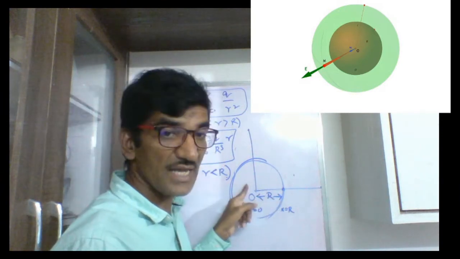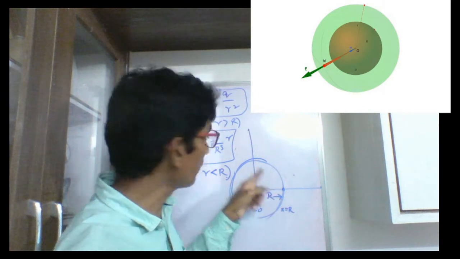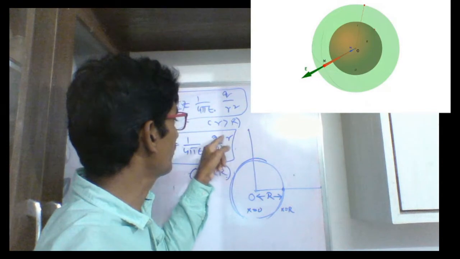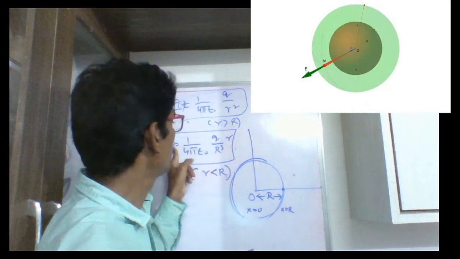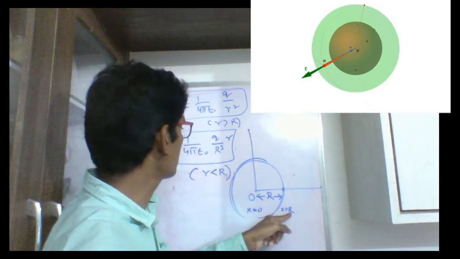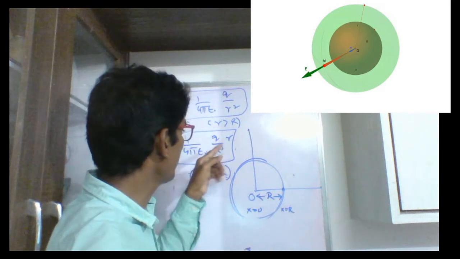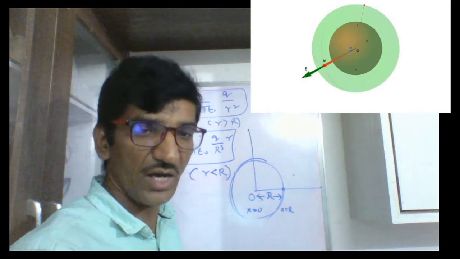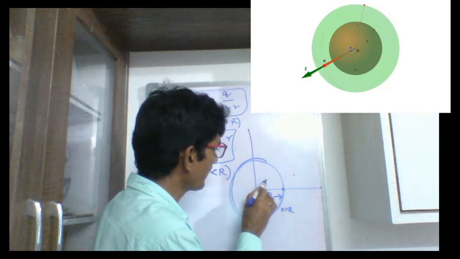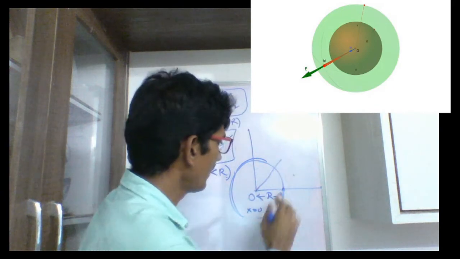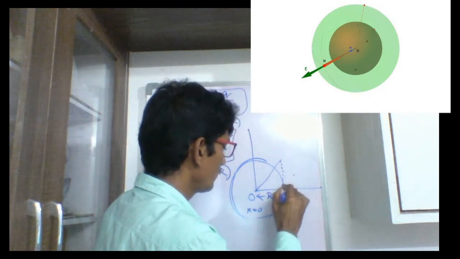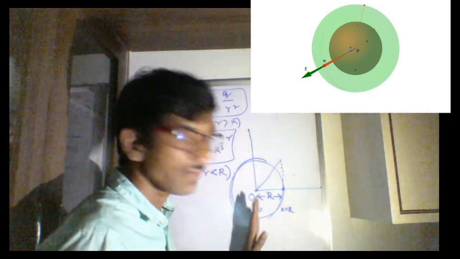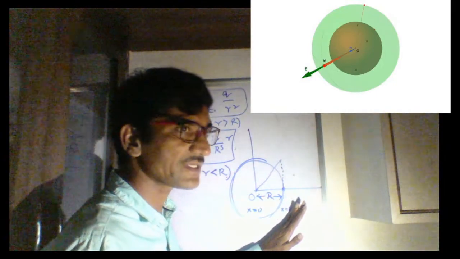This is the field inside the sphere, so we have to apply the second formula here. What does it say? E is proportional to r, because all these things are constant. As long as you reach this capital R distance, E will be varying proportional to r. As long as you go to this point, the E value increases. Whenever you cross this point, then what happens?